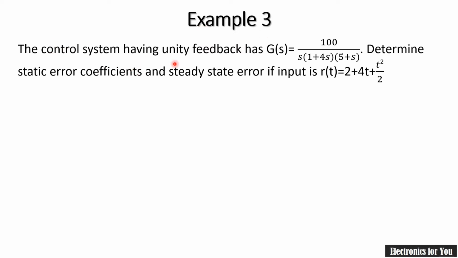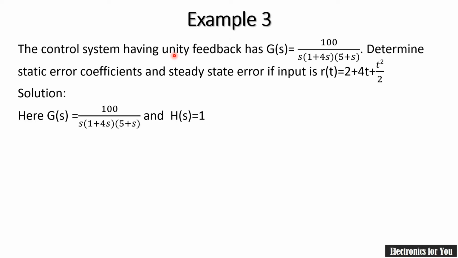The control system has unity feedback, with G(s) equal to 100 over s times (1 plus 4s) times (5 plus s). Determine the static error coefficient and steady state error if the input is r(t) equals 2 plus 4t plus t square by 2. This is the given input, and G(s) is given as this one. Unity feedback means that H(s) equals 1, and therefore the multiplication of G(s) and H(s) is again this term.